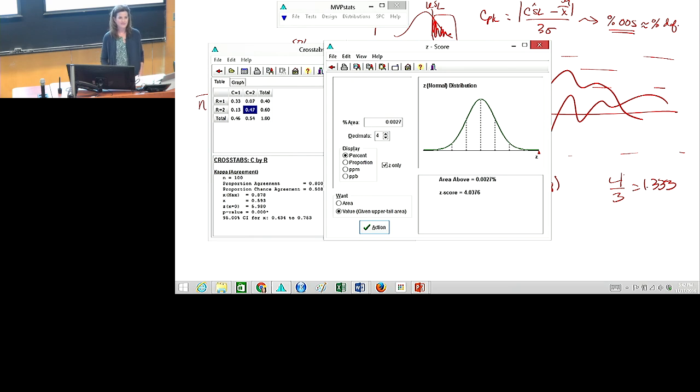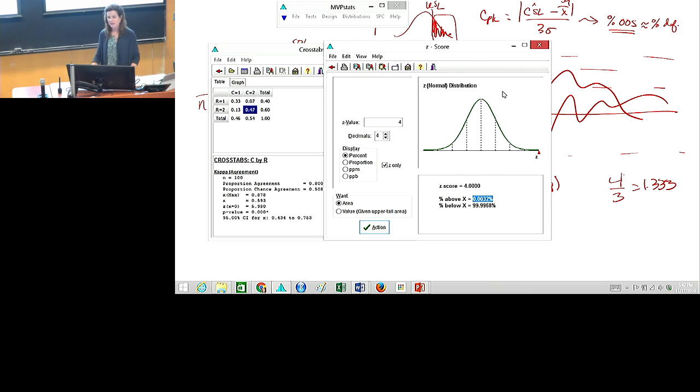Oh. You switch it so you can just put in Z and then get the %? Yeah, I think so. Well, thank you. Okay, so 0.0032%. That's what you'd have to have. That's a low percentage defective rate.